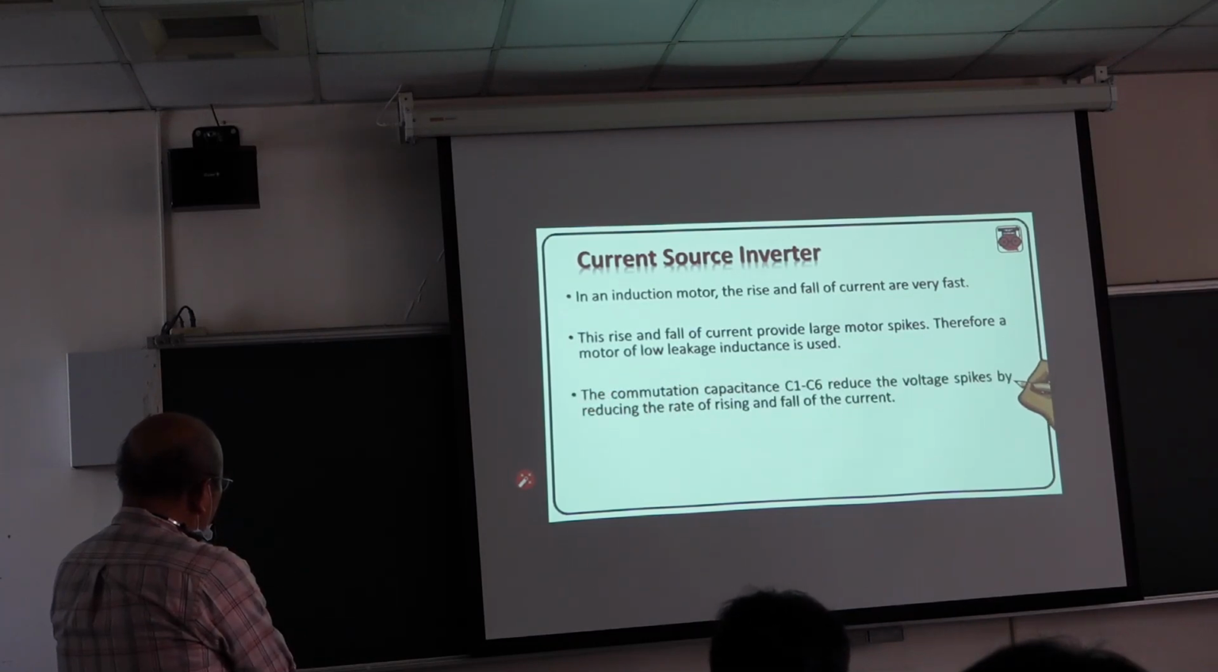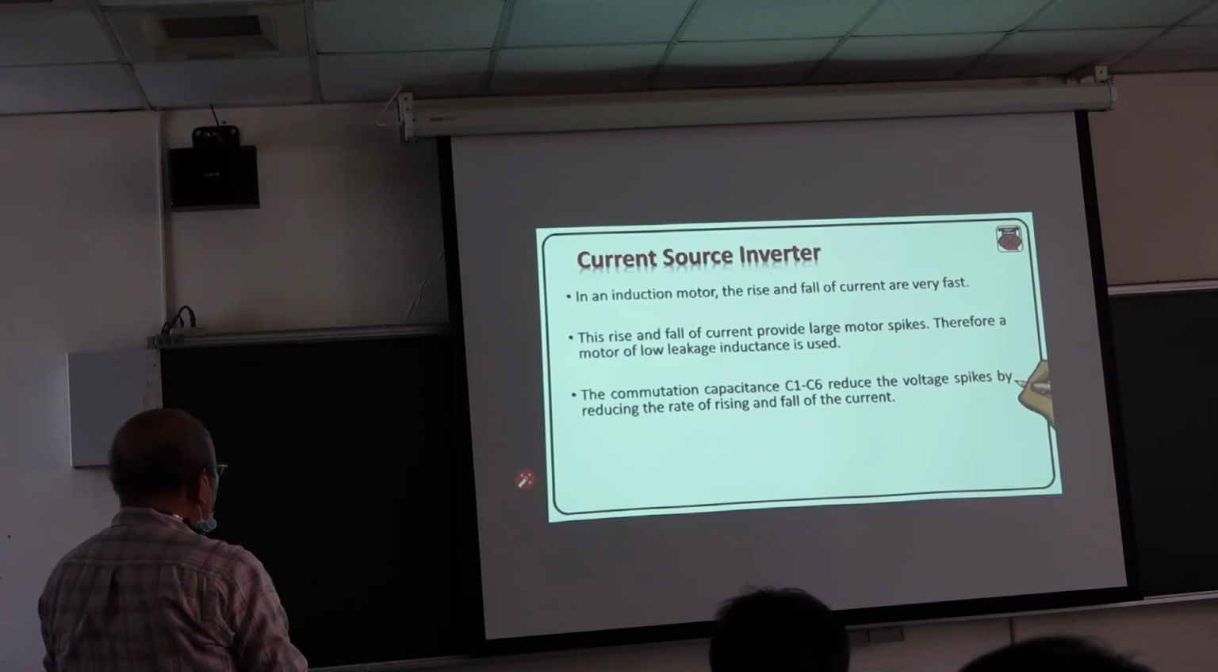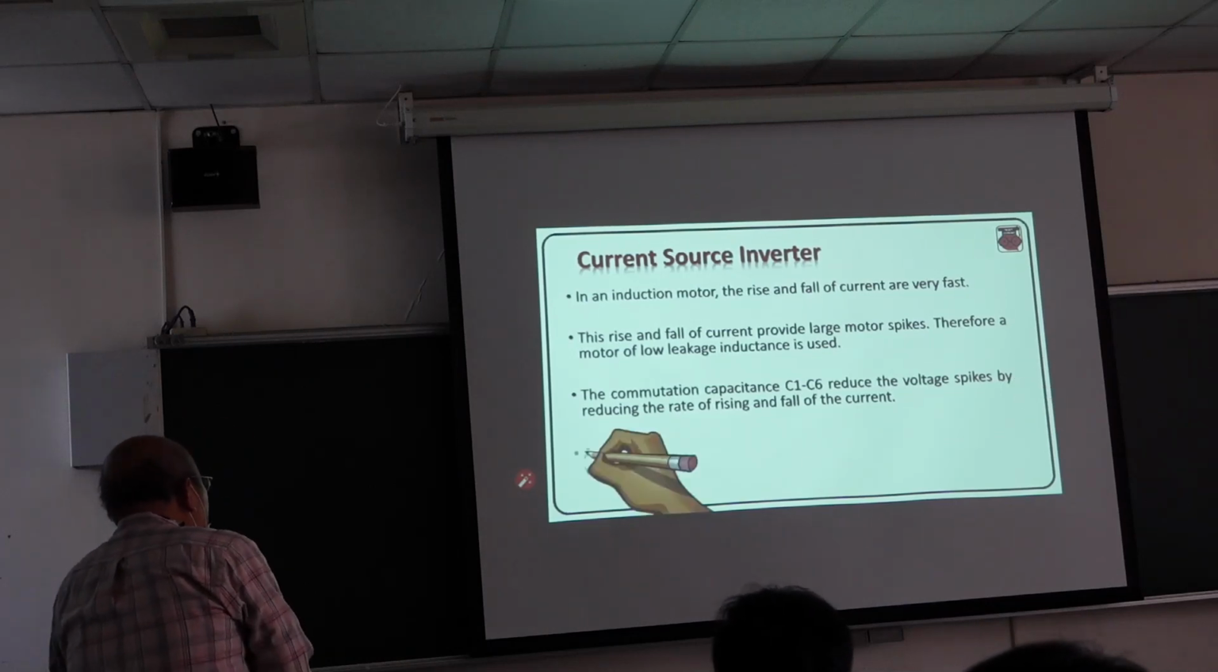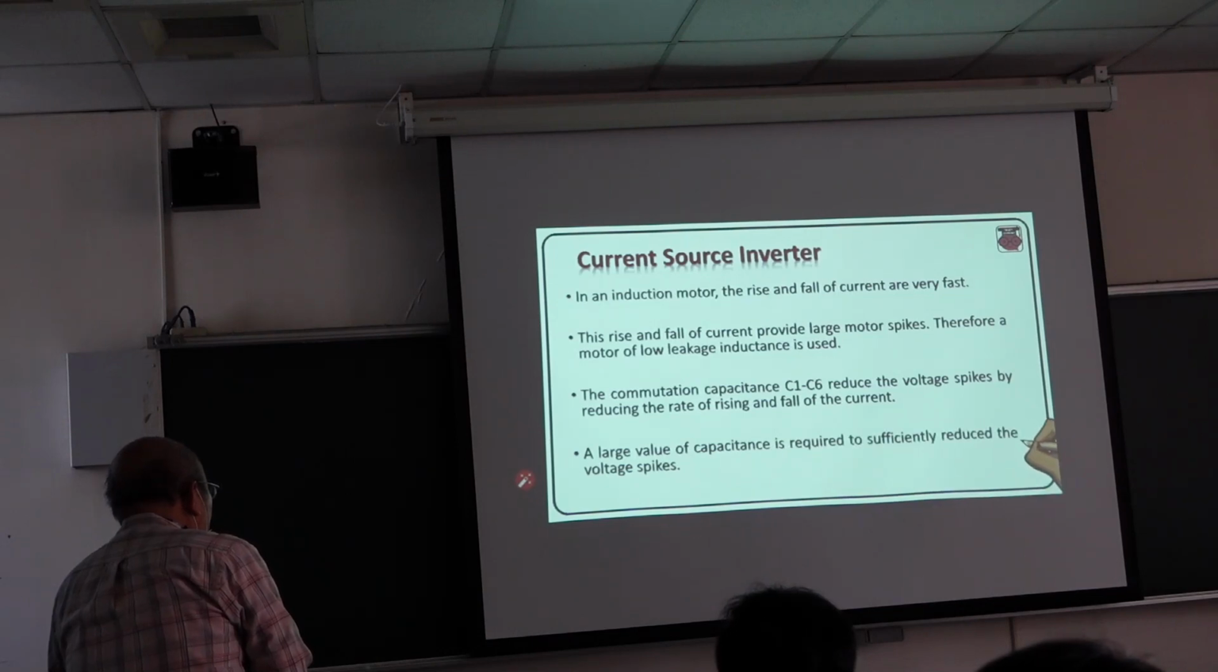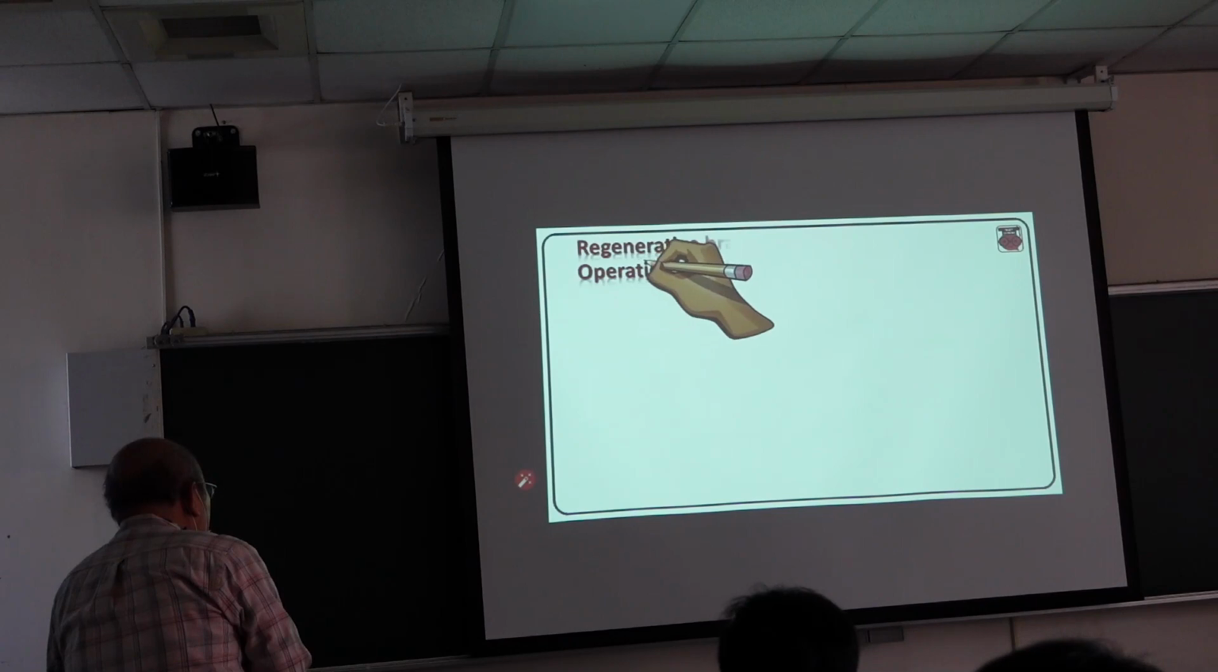The commutation capacitance C1 to C6 reduces the voltage spikes by reducing the rate of rise and fall of the current. A large value of capacitance is required to sufficiently reduce the voltage spikes.